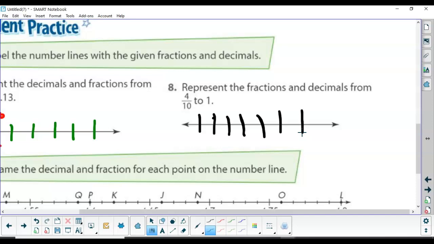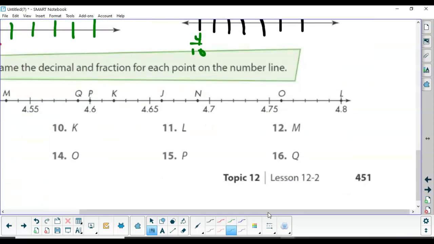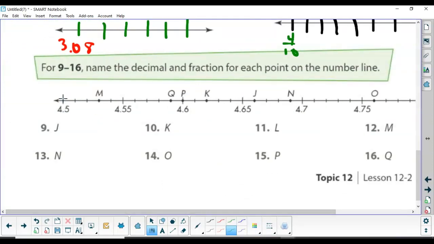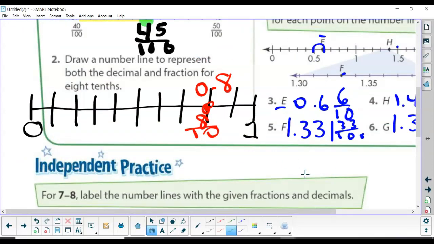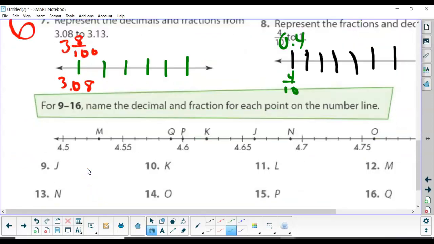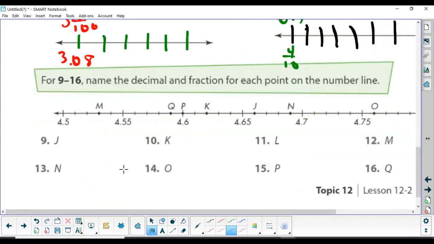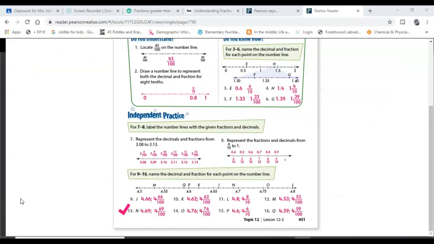And again, you are going to label them 4/10 and so on, all the way through one whole. And now on the bottom, for 9 through 16, again, remember you're doing the same thing that you did for 3 through 6. So pause the video, do 9 through 16, and then you can check back for the answers. All right, look here at the bottom of the page for 9 through 16's answers.